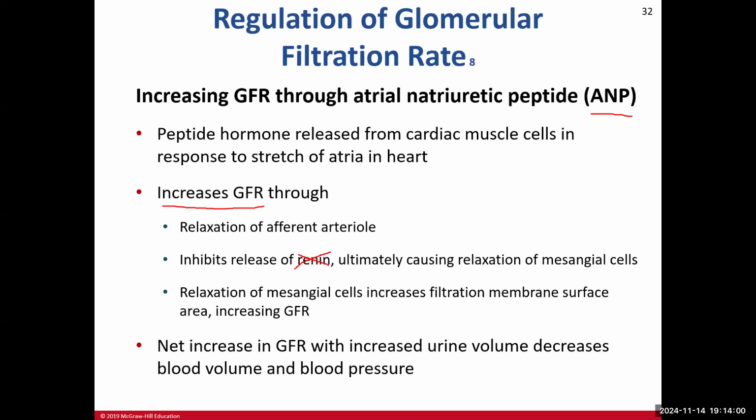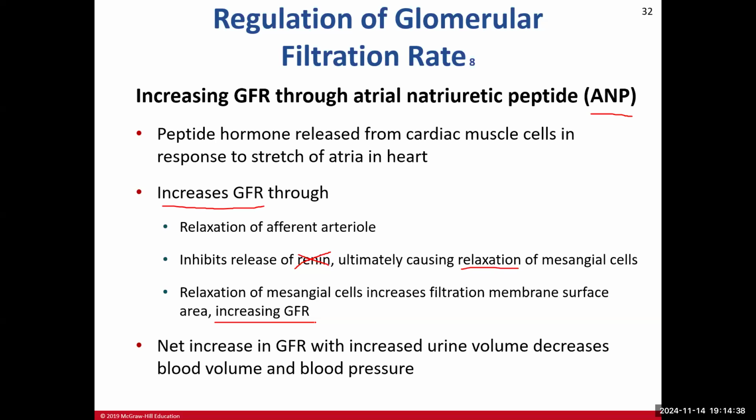And so it inhibits the production of renin. And it also causes the mesangial cells to relax, loosening up its grip on the filtration membrane. If the mesangial cells are relaxing, then we can filter more stuff out. And so that allows us to increase our glomerular filtration rate, which allows us to increase the amount of urine production, decreasing fluid volume or blood volume, therefore decreasing blood pressure.